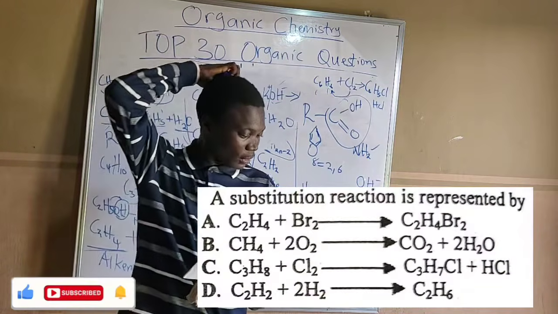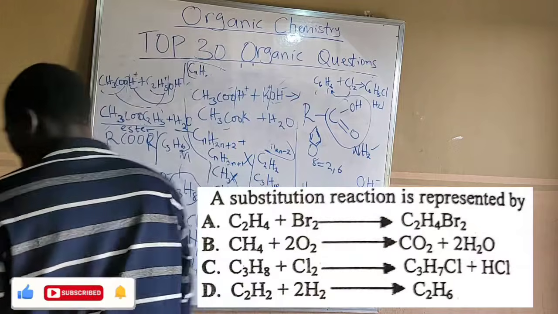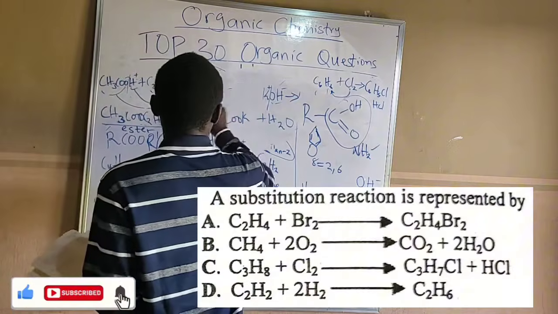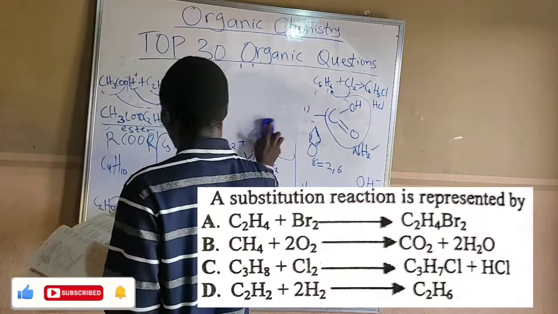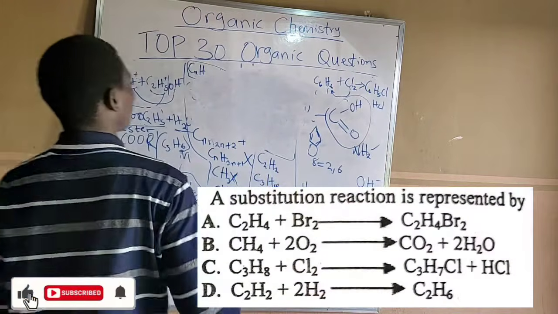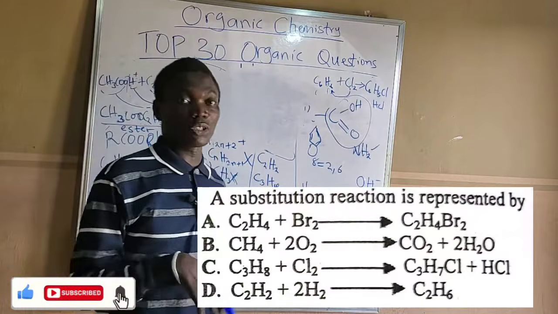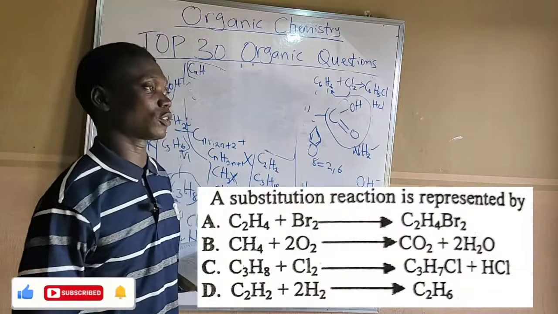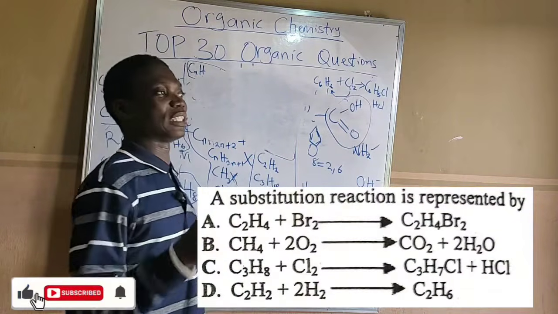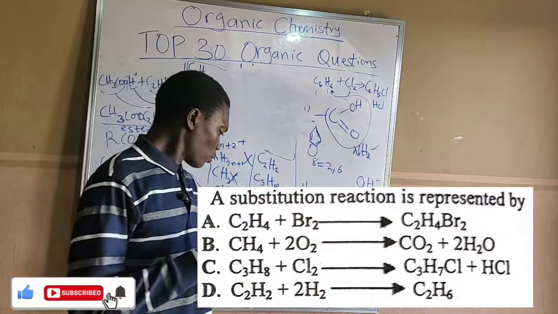Okay, so the next question we have is: substitution reaction is represented by... what is substitution reaction? I said alkanes and benzene undergo substitution reaction. Alkanes and the cyclic forms of alkanes, and even benzene also undergo substitution reaction. So we are dealing with the reaction between alkanes and halogens, like chlorine or bromine. Now let's look at the question.